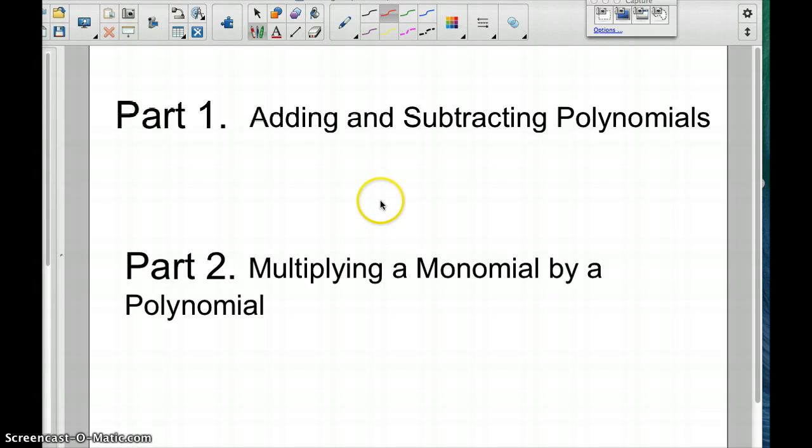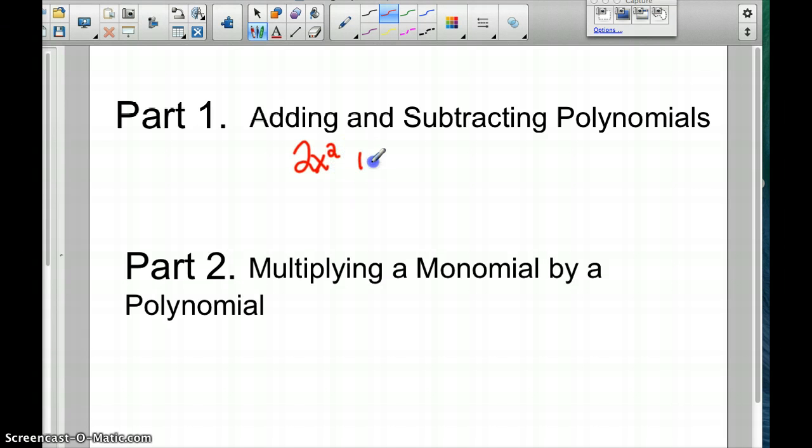Okay, students, today in part one, we're going to learn how to add and subtract polynomials. An example of a polynomial would be an expression such as 2x squared plus 4x minus 5. And yesterday we learned how to classify. This is a quadratic trinomial.